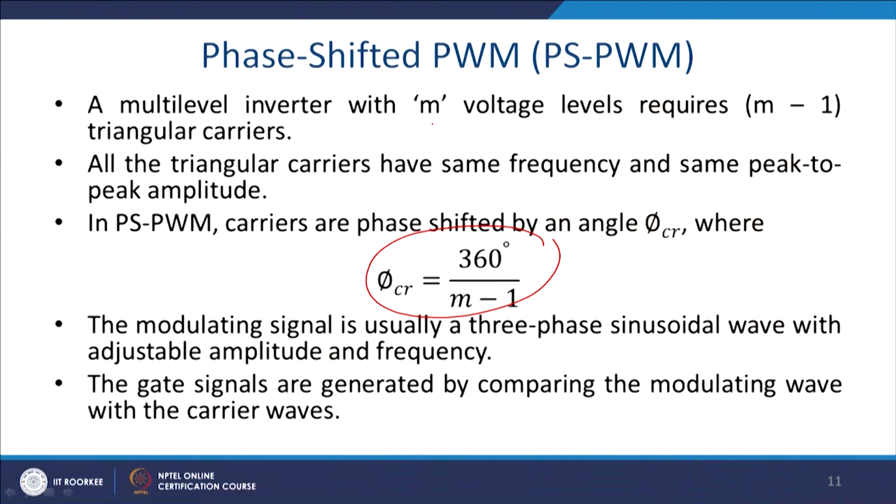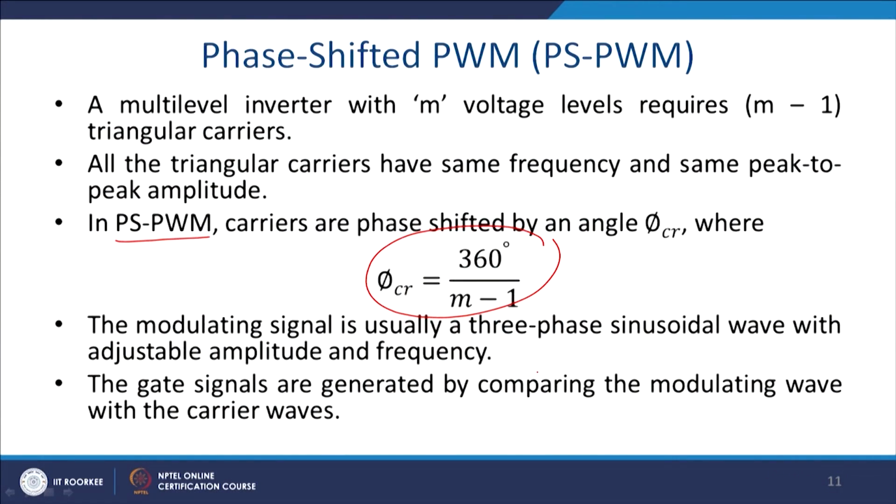A multi-level inverter with M levels requires M minus 1 triangular waves. If you have a 2 level inverter, you require one triangular carrier wave. All the triangular carrier waves have the same frequency and the same peak amplitude, generally a uniform magnitude of 1, and each carrier wave is phase shifted by the angle phi CR, given by 360 by M minus 1. For a 5 level inverter, it will be 5 minus 1, that is 4, so it will be a 90 degree phase shift.